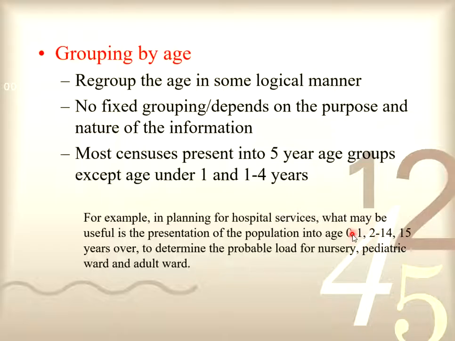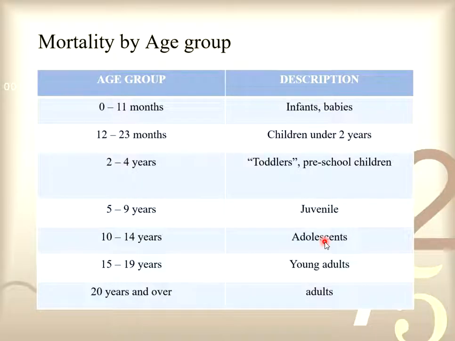So, for example, 0 to 1. Kaunti lang yung 0 to 1 patients mo. So, hindi mo na siya masyadong kailangang i-focus yung nursery. Pediatric, yung 2 to 14. Then, 15 years over yung ating adult ward. So, depende sa iyong data presentation kung ano yung kailangan mong physical setup or facilities.